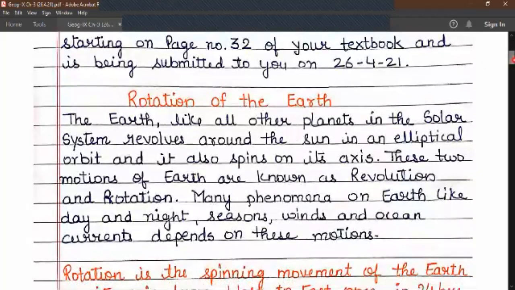The Earth, like all other planets in the solar system, revolves around the Sun in an elliptical orbit, and it also spins on its axis. These two motions of the Earth are known as revolution and rotation. Many phenomena on Earth, like day and night, seasons, winds, and ocean currents, depend on these motions.